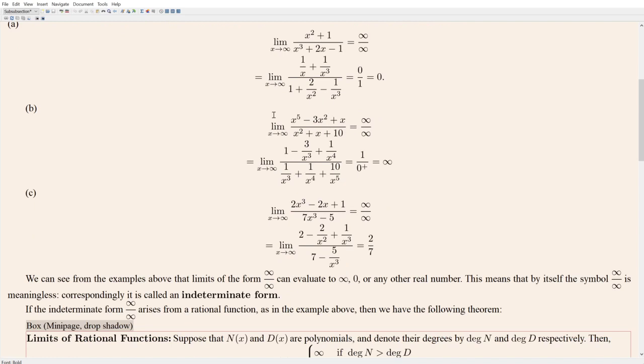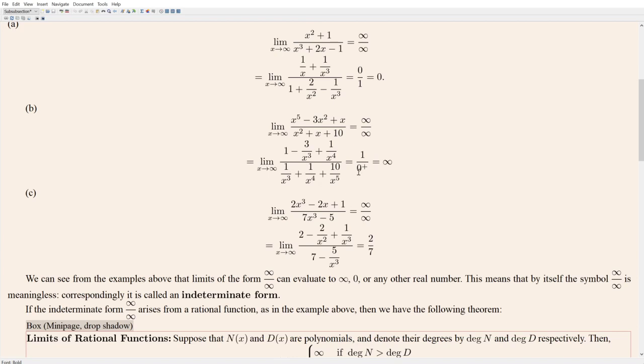Okay, here's another situation. Now we have a degree 5 polynomial on top, a degree 2 polynomial on the bottom. Well, same as before. Divide the top and the bottom by the term with the highest degree. In this case, the term with the highest degree is x to the power 5. So this is what happens. This goes to 0, this goes to 0, this, and this all go to 0. So we end up with 1 over 0.